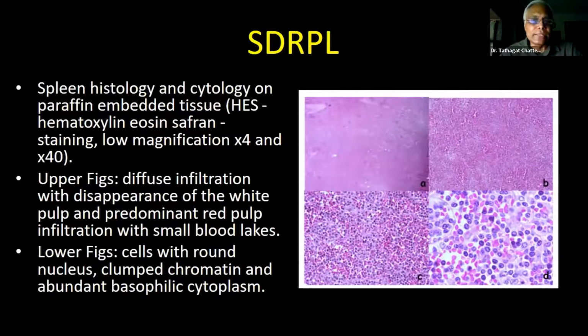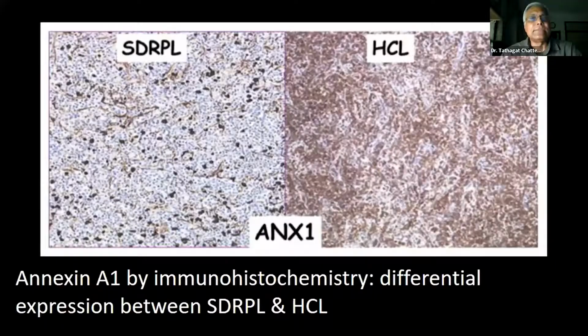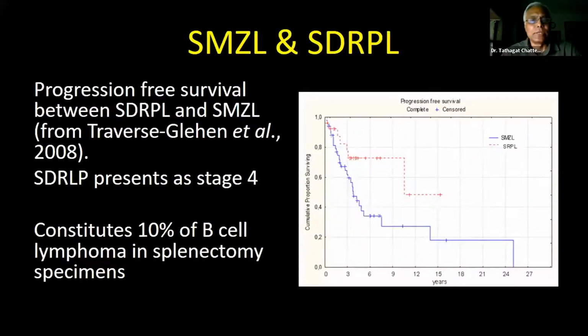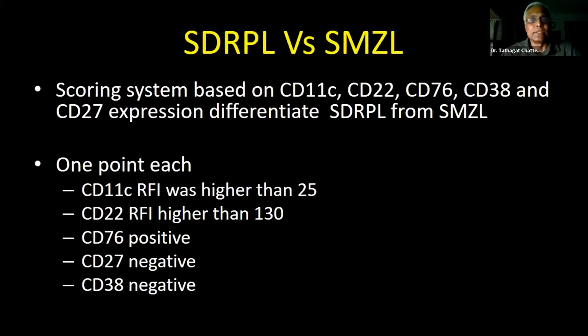And when you do the IHC, the classical IHC markers of hairy cell leukemia are negative in such cases. This is annexin A1, which is completely negative in SDRPL, vis-a-vis hairy cell leukemia, which is strongly positive. The patients of SMZL live longer than the patients of SDRPL. And this is one of the graphs, the Kaplan-Meier graph, which shows stronger survival in SMZL.